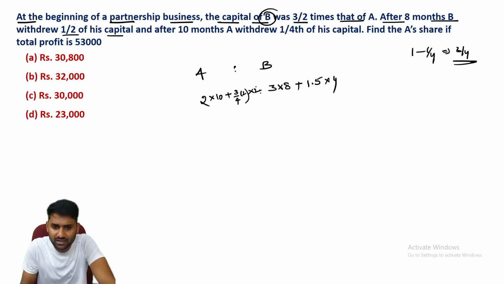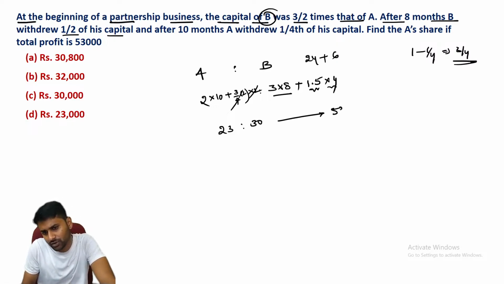Here 4 months. 2 and the 4 cancel. Again, it's a value of 23 units. 8 3s are 24 plus 1.5 multiplied with the 4 times 6 units, it's exactly 30. If you observe the information, the total profit is 53 units. A will get 23, B will get 30. 53 units is equal to 53,000 rupees. Then each unit is equal to 1,000.